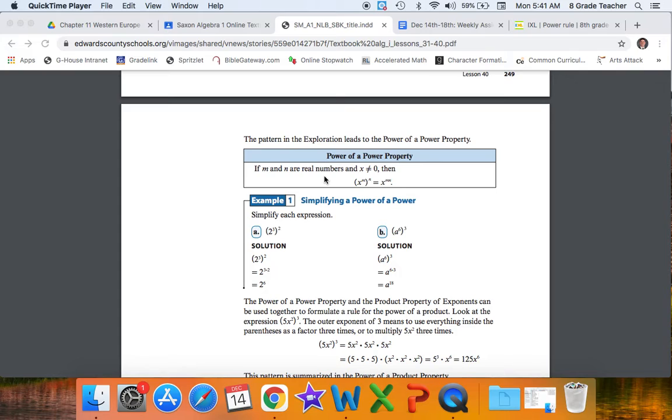The pattern in the exploration leads to the power of a power property. If m and n are real numbers, then you can multiply those exponents together. Obviously, if one of these is 0, then it cancels out because anything multiplied by 0 is 0. But if they're both positive numbers, then you're simply going to multiply those items together. So here you've got 2 to the third, squared. 3 times 2 is 2 to the sixth. 8 to the sixth to the third: 6 times 3 is 8 to the 18th.